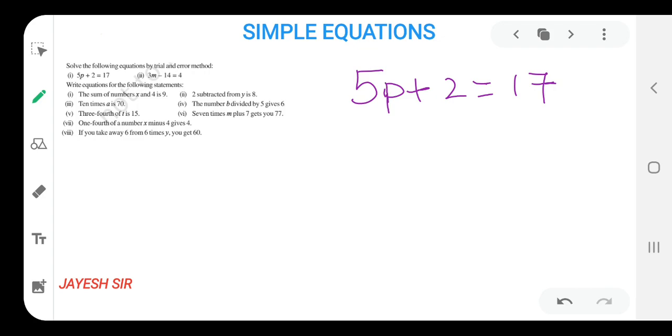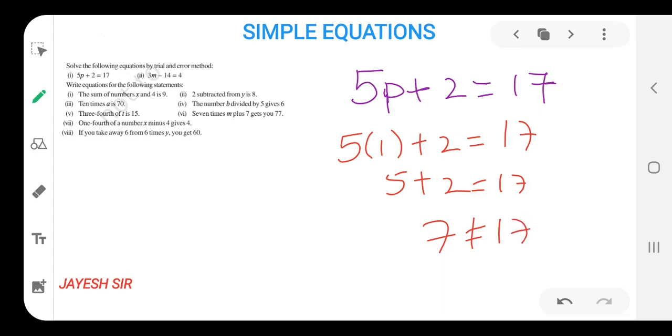We don't need to find it exactly. Yes, friends. I am putting the value of p here by changing the color so that we can solve it twice or thrice and you can easily understand. First I am putting the value of p as 1: 5 plus 2 is equal to 7, and 7 is not equal to 17. That means for 1 it does not satisfy. So let us put the value as 2 and check whether we get the answer or not. Putting p as 2: 5 twos are 10, plus 2 is 12, which is again not equal to 17. So p as 2 does not satisfy.